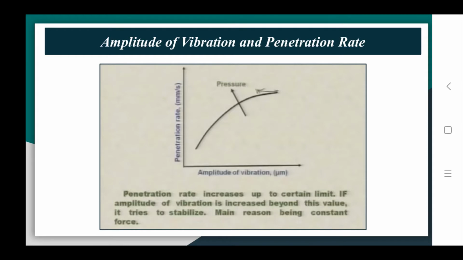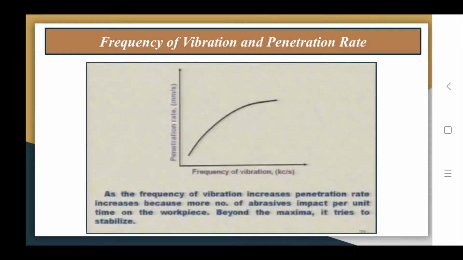Beyond this value, if you increase the amplitude of vibration, the penetration rate will stabilize. The main reason for this is the constant force. Since the force remains constant, it tries to stabilize beyond a certain value of the amplitude of vibration. Then the relationship between the frequency of vibration and the penetration rate is shown over here.